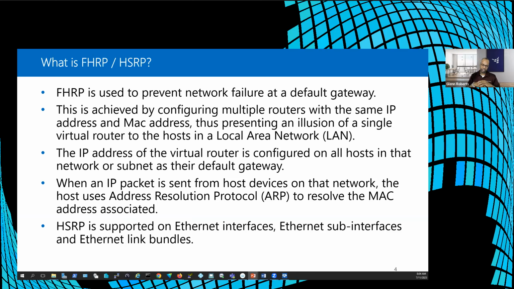There is an industry standard version, VRRP, Virtual Router Redundancy Protocol, that you can use in lieu of a Cisco device. Our focus is going to be on HSRP, and you can see it's supported on Ethernet interfaces, the sub-interfaces, and Ethernet link bundles. If you choose to multi-link them together or EtherChannel them, you can run HSRP across those as well. So let's take a look at what HSRP is going to do for us.